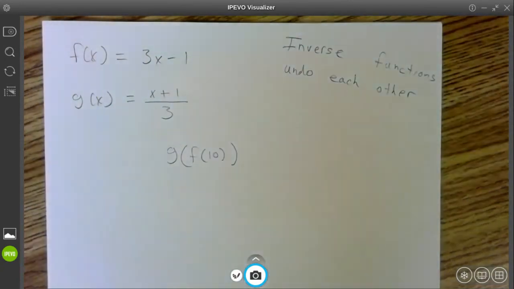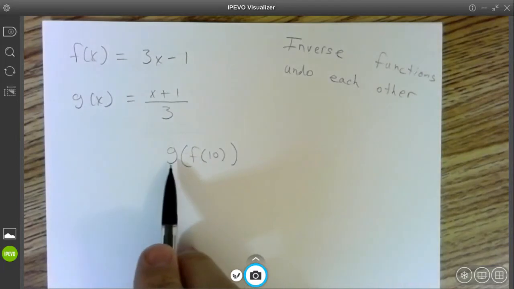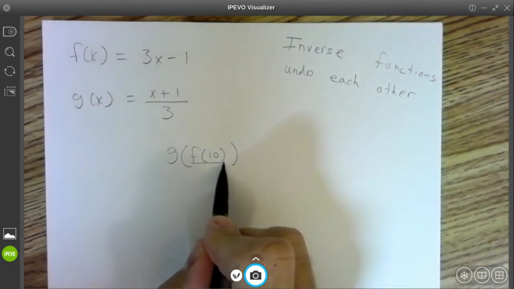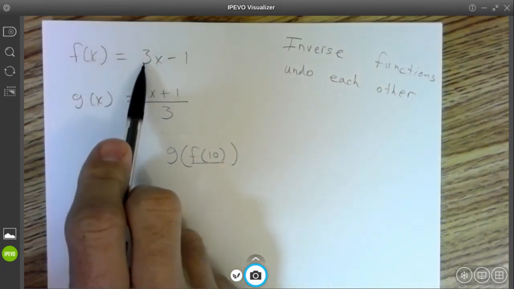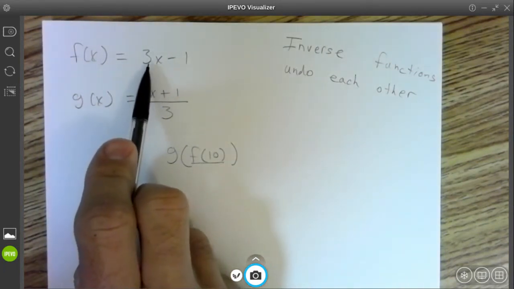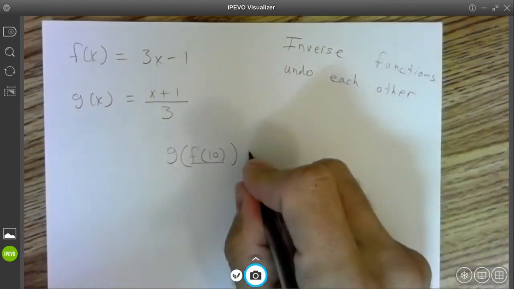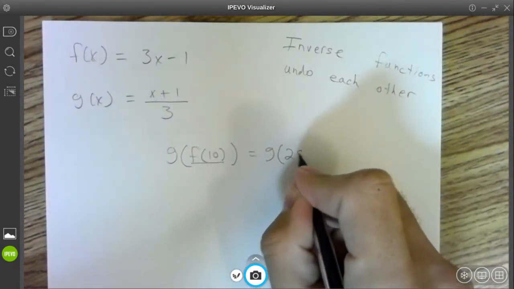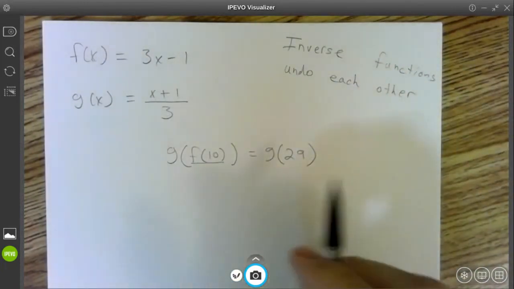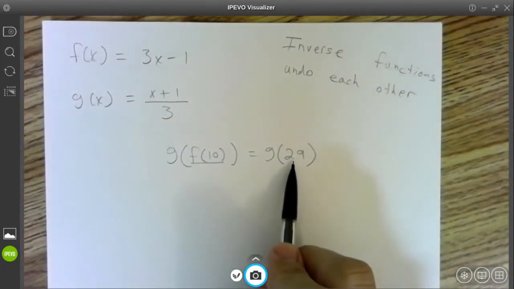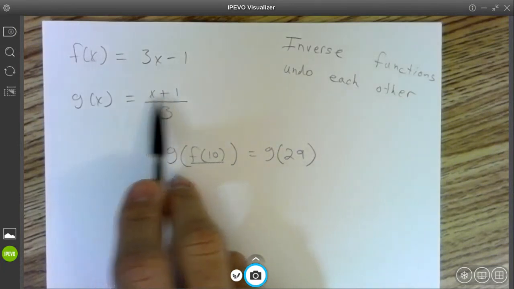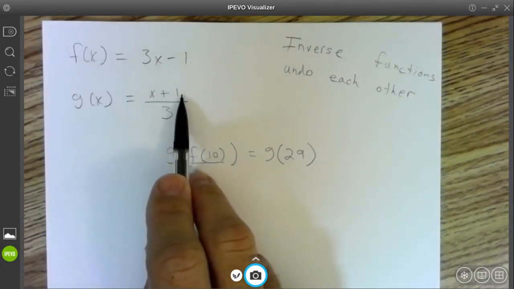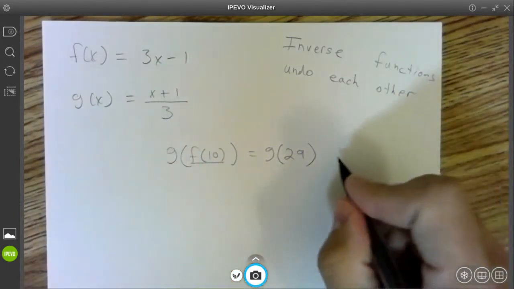All right, let's go ahead and work an example here. I'm going to evaluate g of f of 10. So f of 10: 3 times 10 is 30, 30 minus 1 is 29. So I get g of 29. For g of 29, I go to my g function: 29 plus 1 is 30, and then 30 divided by 3.